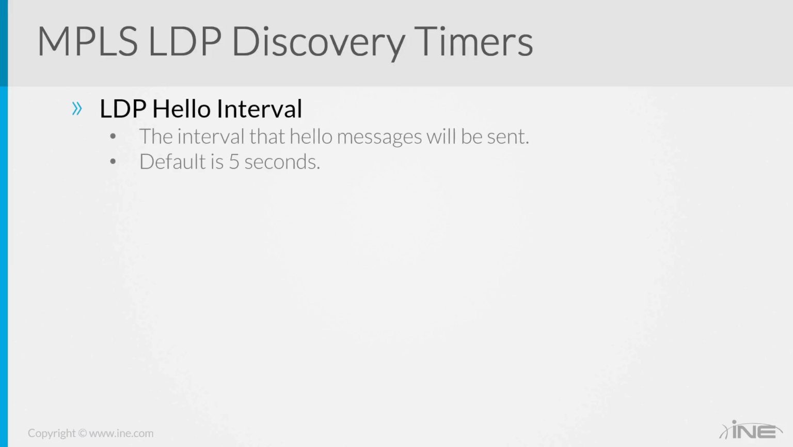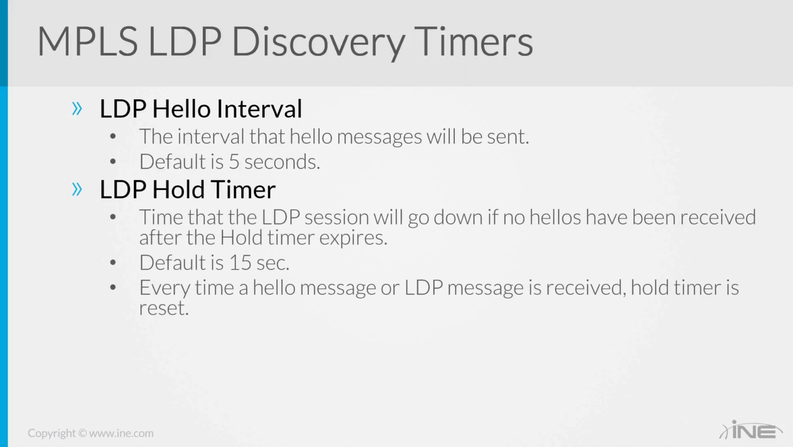So the hello interval is the interval that hello messages will be sent. So every 5 seconds by default. Okay, so pretty standard stuff. The hold timer is the value that if no hellos have been received, the hold timer will expire. This means that you can send 3 hellos. If you miss 3 hellos, which is 15 seconds, then you're going to go ahead and take down the adjacency. Every time a hello or LDP message is received, the hold timer is reset.